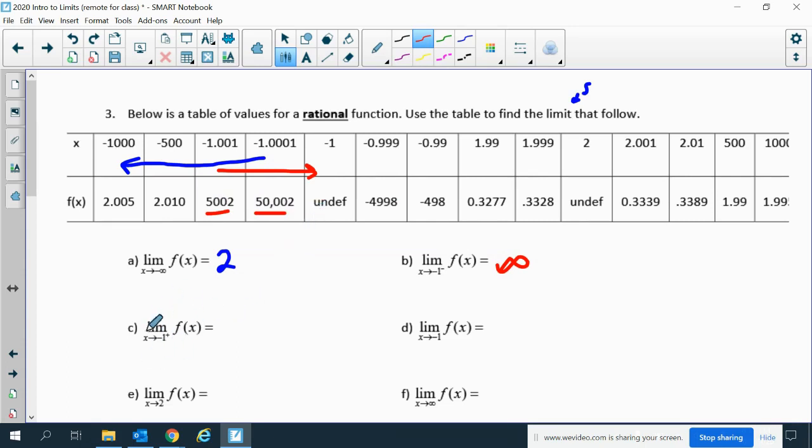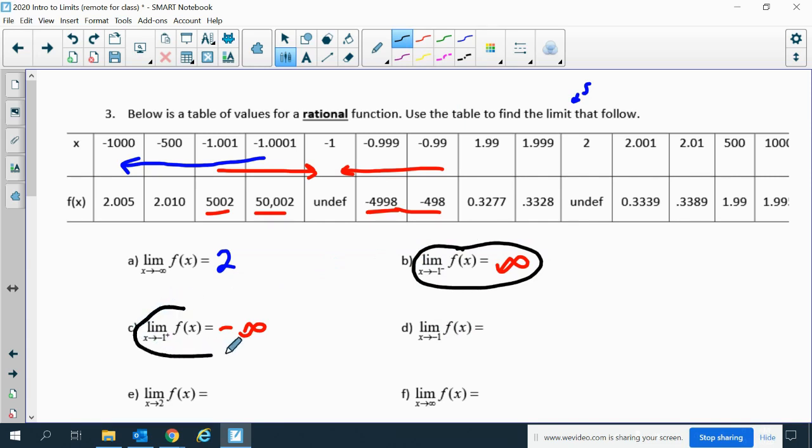The limit as x approaches -1 from the right, well, that would be going this way. That appears to be negative infinity because these numbers are getting really, really negatively large. So then our question is, what is the limit as x approaches -1? Well, since if we approach -1 from the left, we get infinity, and we approach -1 from the right, we get negative infinity. This does not exist.